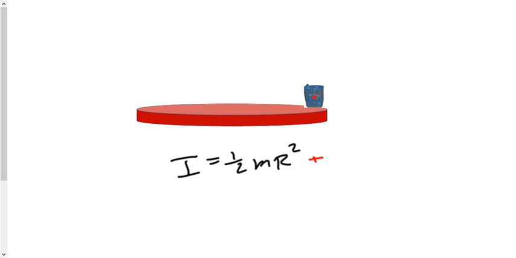So then I'm going to add mr squared to my equation. This piece represents the extra mass that's rotating around. And again, since it's a point mass, we go back to the original equation for it. So its whole self is going around somebody else.